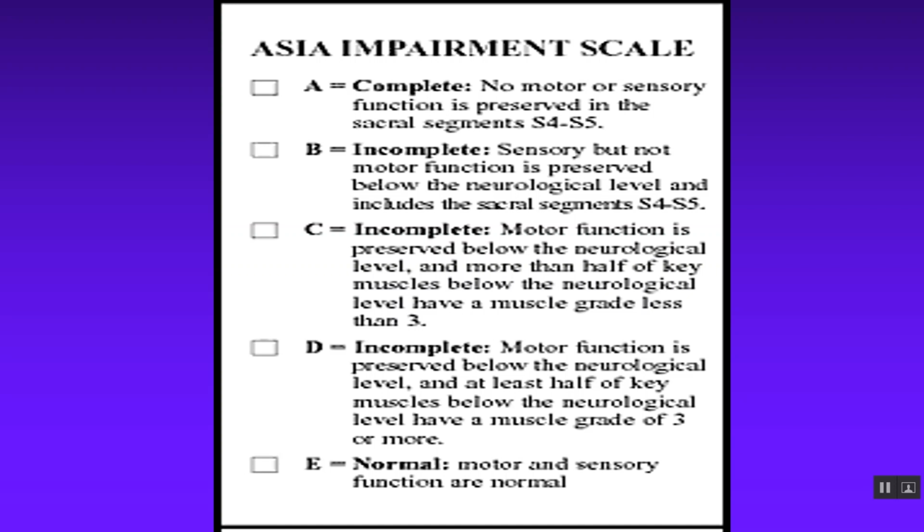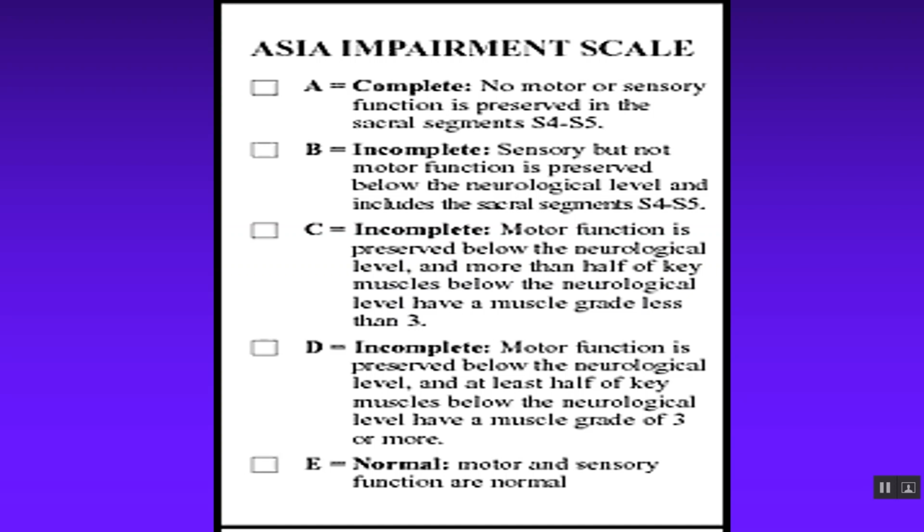AIS D, incomplete, is motor function is preserved below the level of injury, but at least half the key muscles are a grade 3 or more. So now they have more strength. They can move against gravity with at least half the muscles below the level, the key muscles below the level of injury. Not every muscle, but the key muscles, which they listed out.